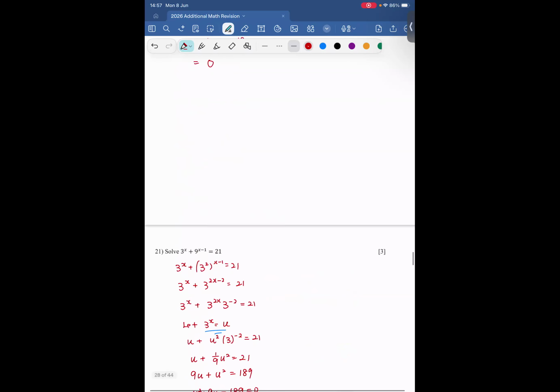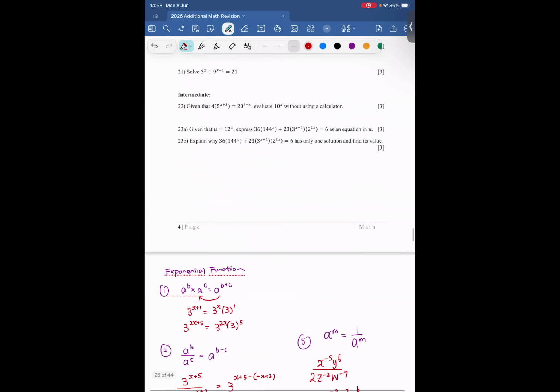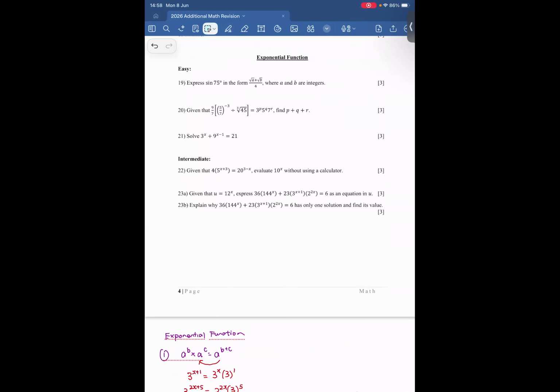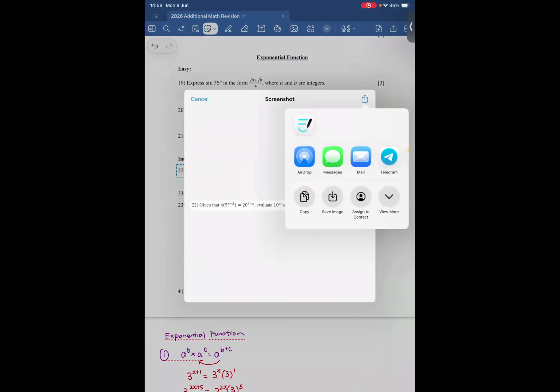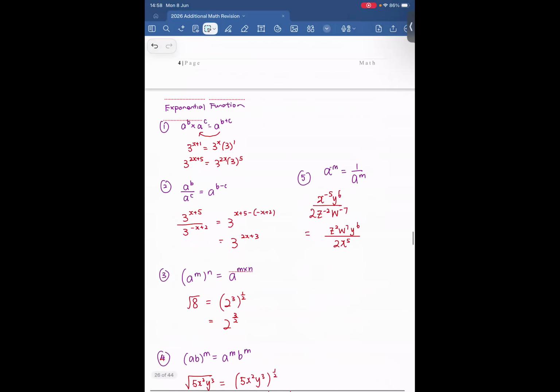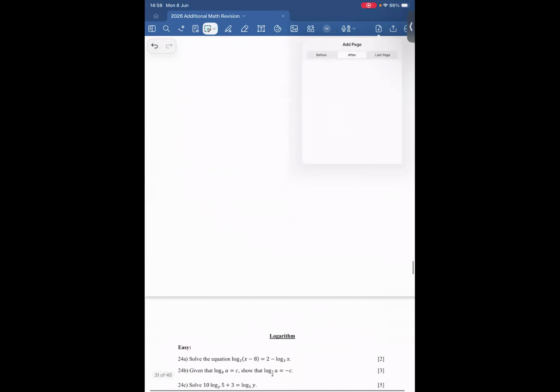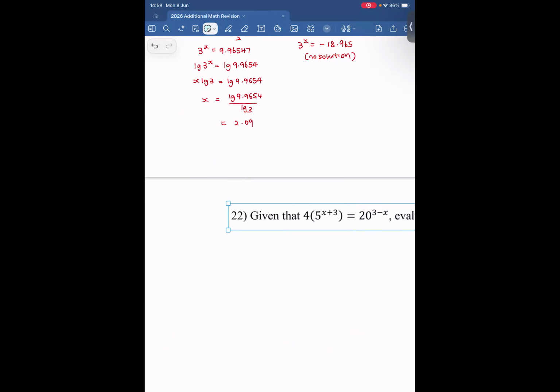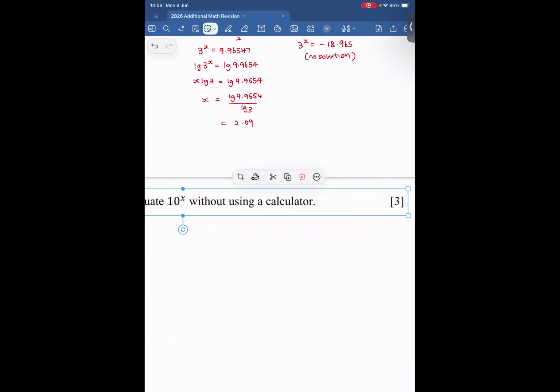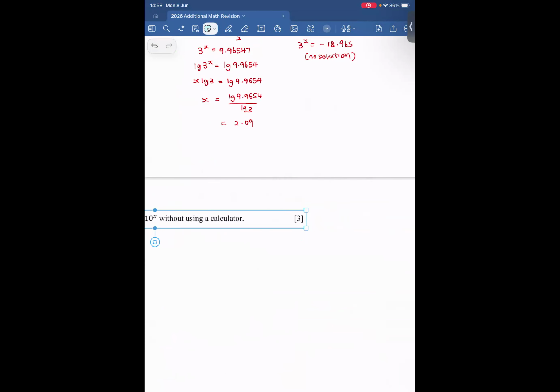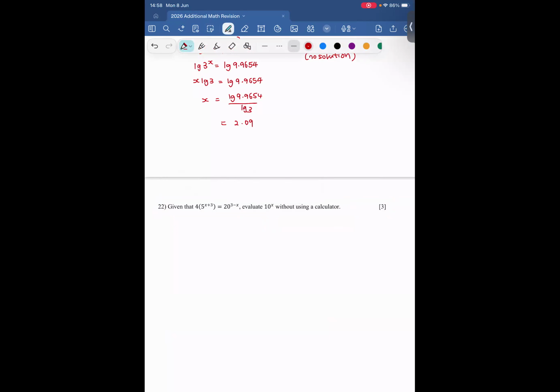Okay, next. So exponential is indeed a more difficult chapter compared to the other chapters. Okay, so when you see this kind of question, you are not expected to find what x is. You are not expected to find x and put it inside to find the value itself.